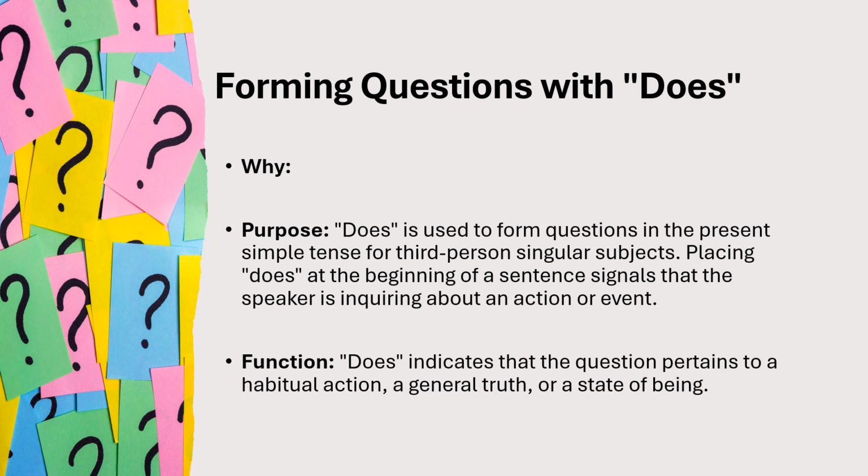Now we will discuss how to form questions with does. Does is used to form questions in present simple tense for third person singular subjects. Placing does at the beginning of a sentence signals that the speaker is inquiring about an action or event. Does indicates that the question pertains to a habitual action or a general truth.